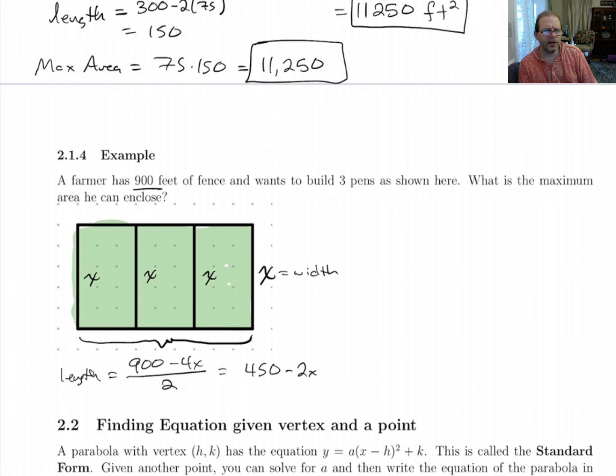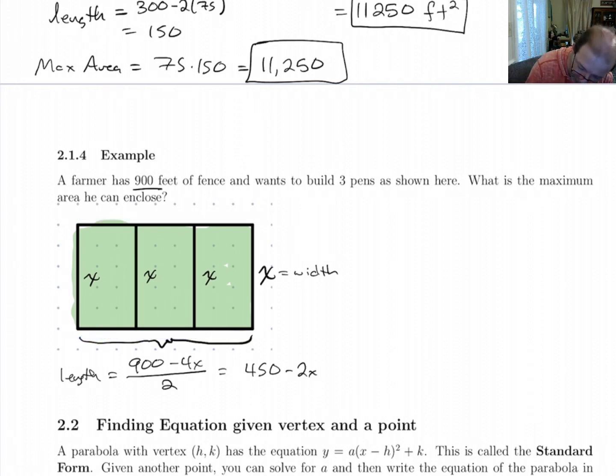Where did that 900 minus 4x over 2 come from? Well, think of it this way. Of your 900 feet, you use x feet here, x feet here, x feet here, x feet here. So that's 4x feet that we have to subtract off of the 900. This is what we have left. The reason you divide by 2 is because you use half of that on the bottom and half of it on the top.